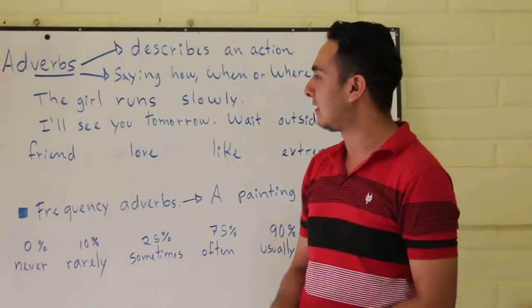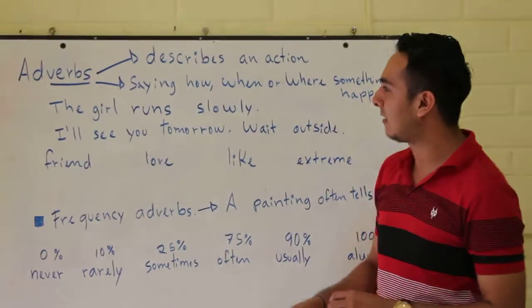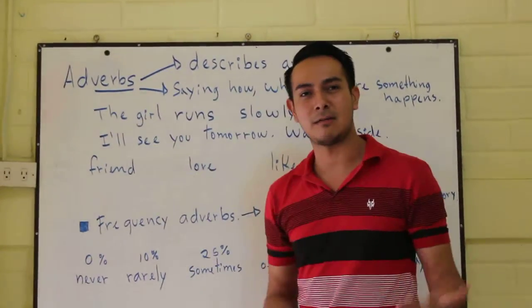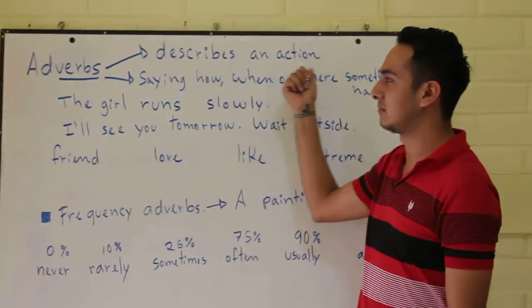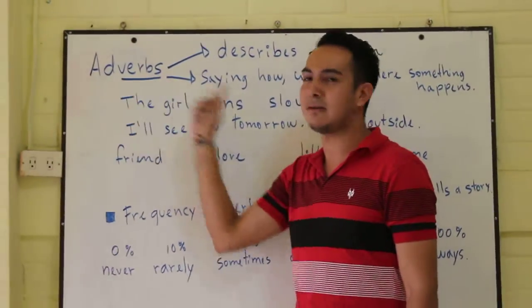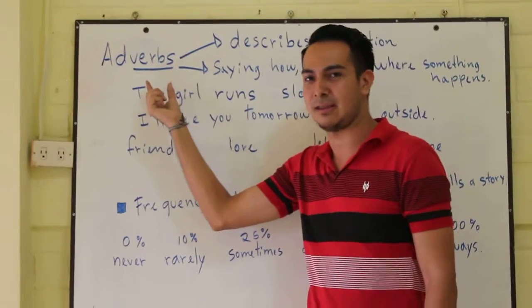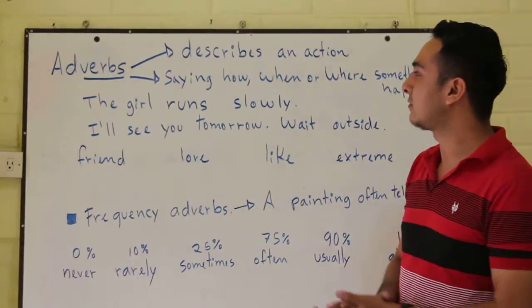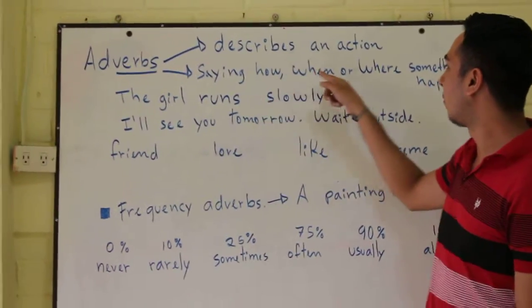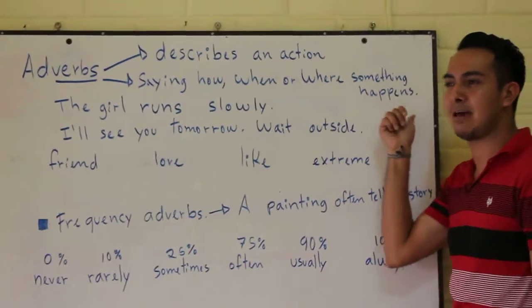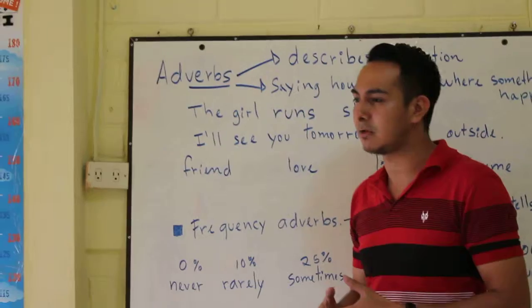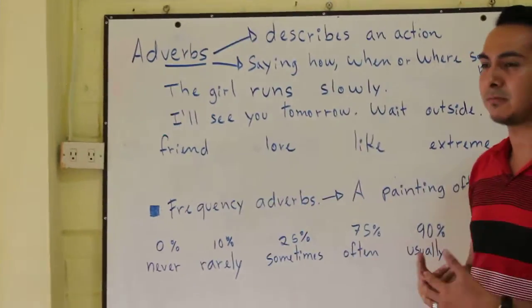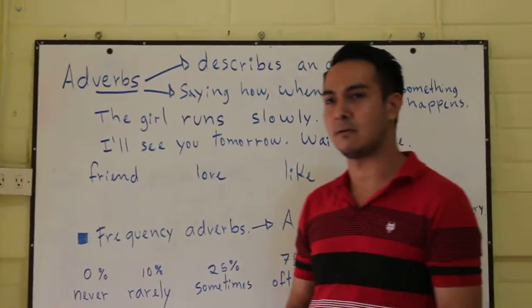It's about grammar and I'm going to explain to you a little bit about adverbs. What is an adverb? Well, an adverb is a word that describes an action. An adverb describes a verb and we have the keywords right here. And also an adverb says how, when or where something happens. A verb can describe an action, but it also tells me how something is performed.